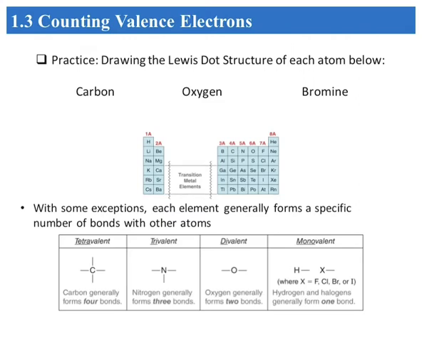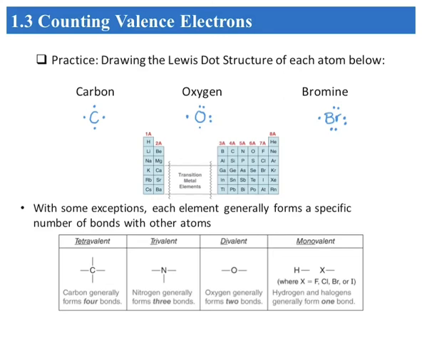So to practice, if we want to draw the Lewis dot structure for carbon, carbon is in group 4. So it has 4 valence electrons. 1, 2, 3, 4. Oxygen is in group 6. It has 6 valence electrons. Put electrons on 4 sides of the atom and then start pairing them. And for bromine, find bromine in the periodic table, group 7. So it has 7 valence electrons. Bromine. And 7. So this is how you draw the Lewis dot structure for different atoms.